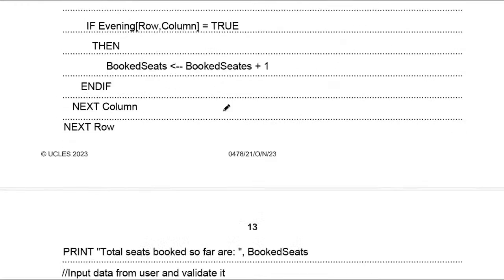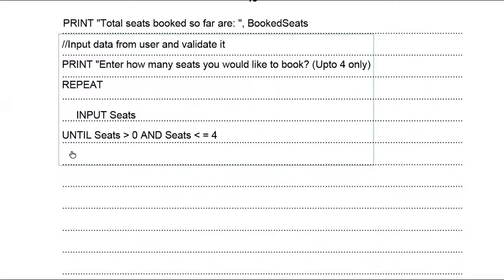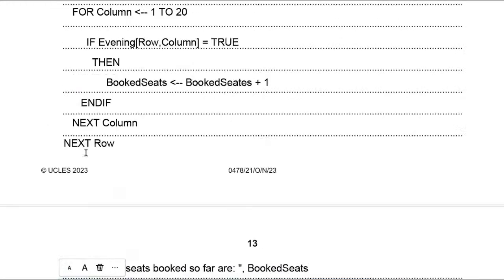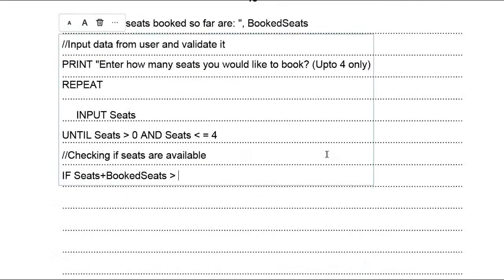How do we check that? It's easy, using an if statement, checking if seats are available. If seats plus booked seats is greater than, we made a constant for that, total seats. If you do not want to make a constant, you can directly write 200 over here, but since I made a constant, I'm going to use that.